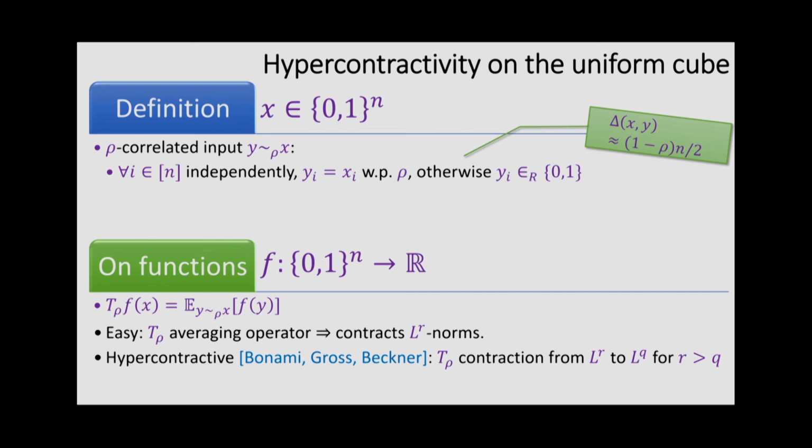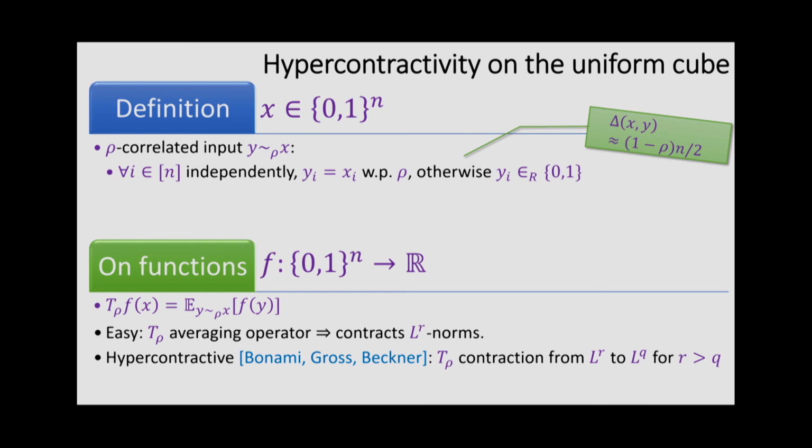So you can easily show that since T-rho is an averaging operator, and the distribution of y and x is the same marginally, then T-rho is a contraction. It can only decrease L_r norms.